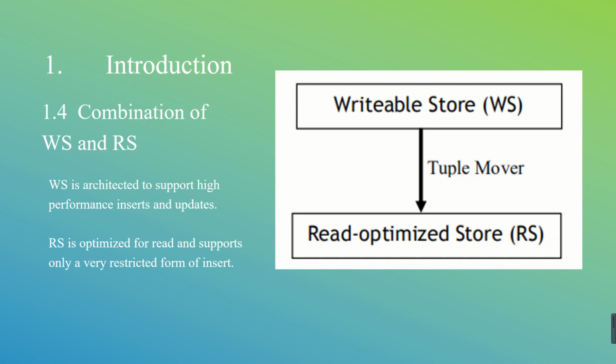As we focus on these problems, we combine in a single piece of system software both a read-optimized column store and an update-oriented writable store connected by a tuple mover. WS is architected to support high performance inserts and updates. RS is optimized for read and supports only a very restricted form of insert. Queries must access data in both storage systems. Inserts are sent to WS, while deletes must be marked in RS for later purging by the tuple mover. So updates are implemented as an insert and a delete.